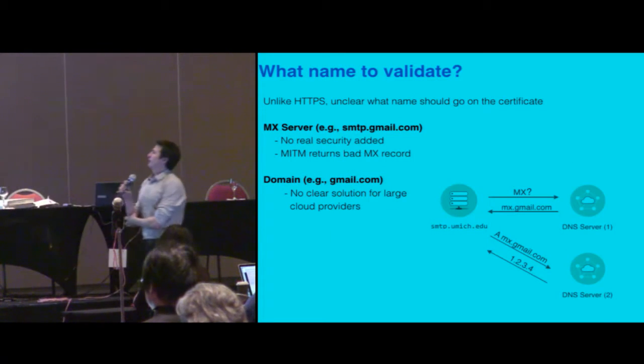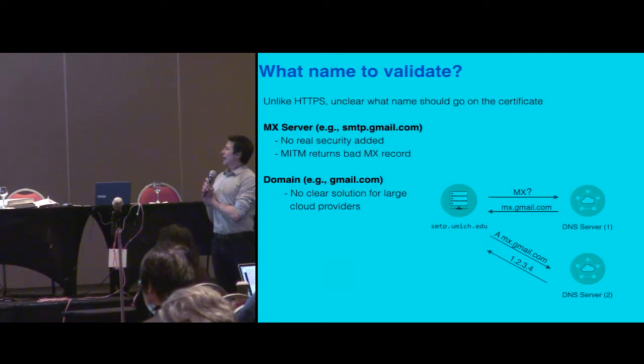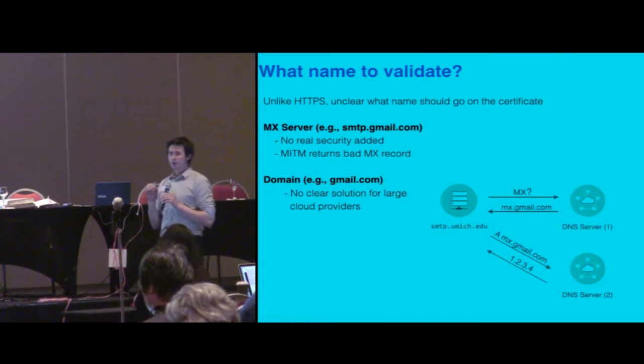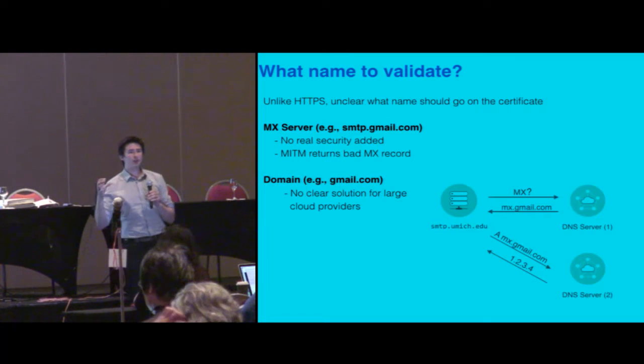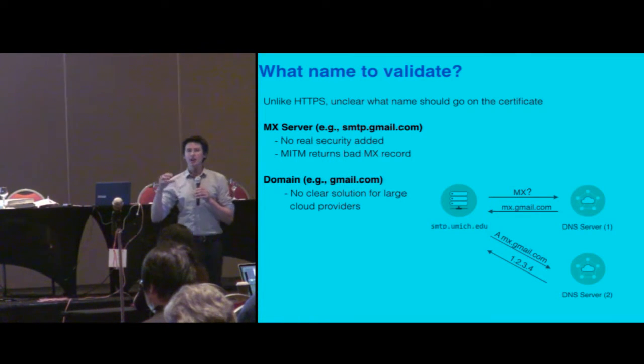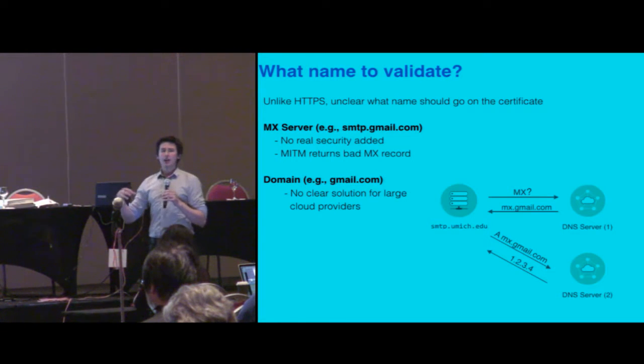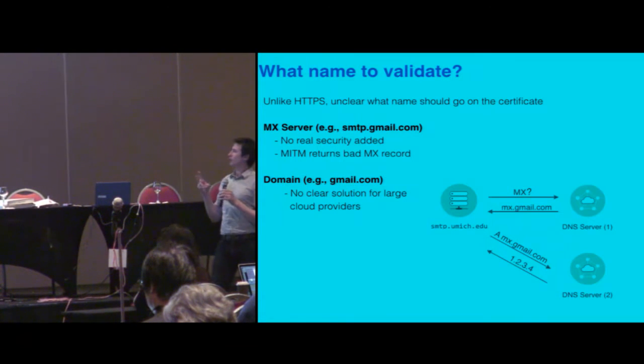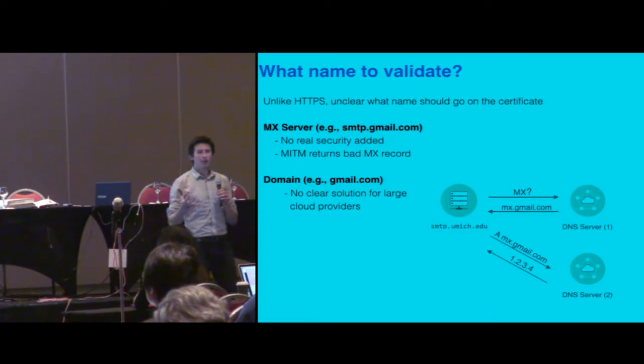It's also kind of important to note here that it's not immediately obvious what name you should validate. Because there's this intermediate step where you go to Gmail and you say, what is your MX server? What's your mail exchange server? And you get back a name. And then you look up the IP address of that name. So there you see these two stages where sometimes you put the name of the server you're connecting to, and sometimes you put the destination domain.